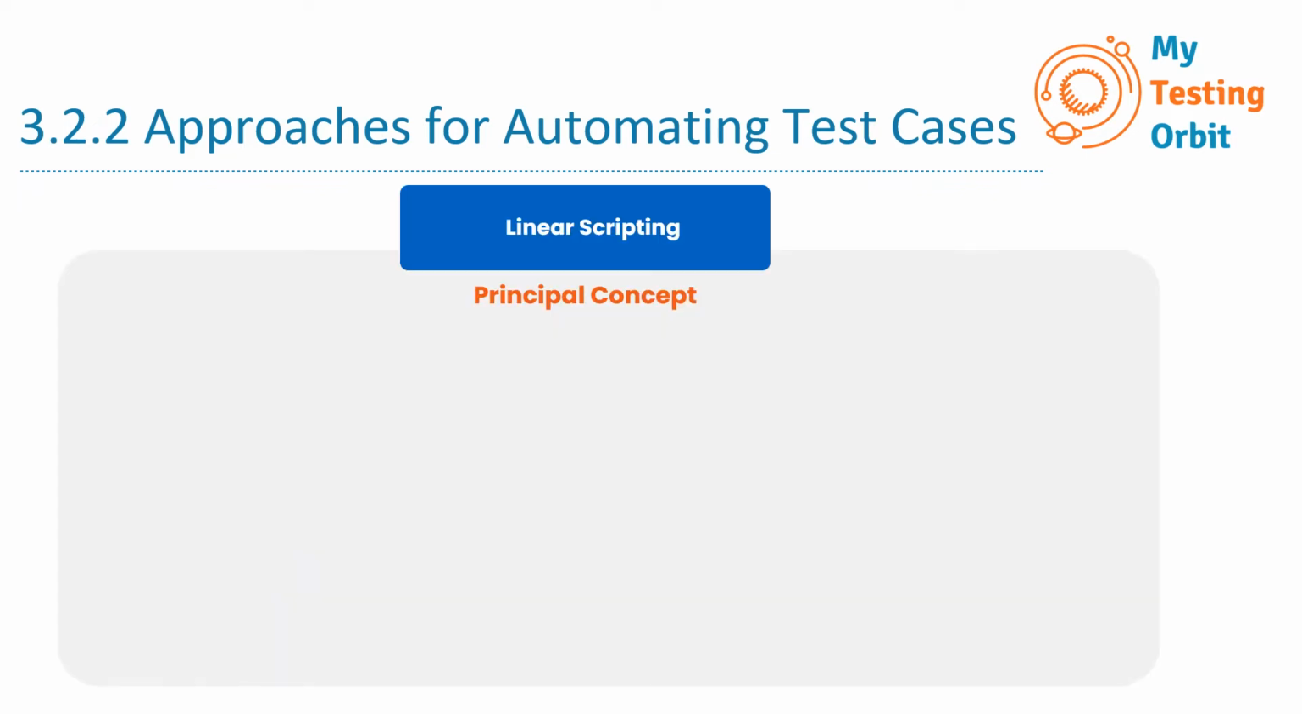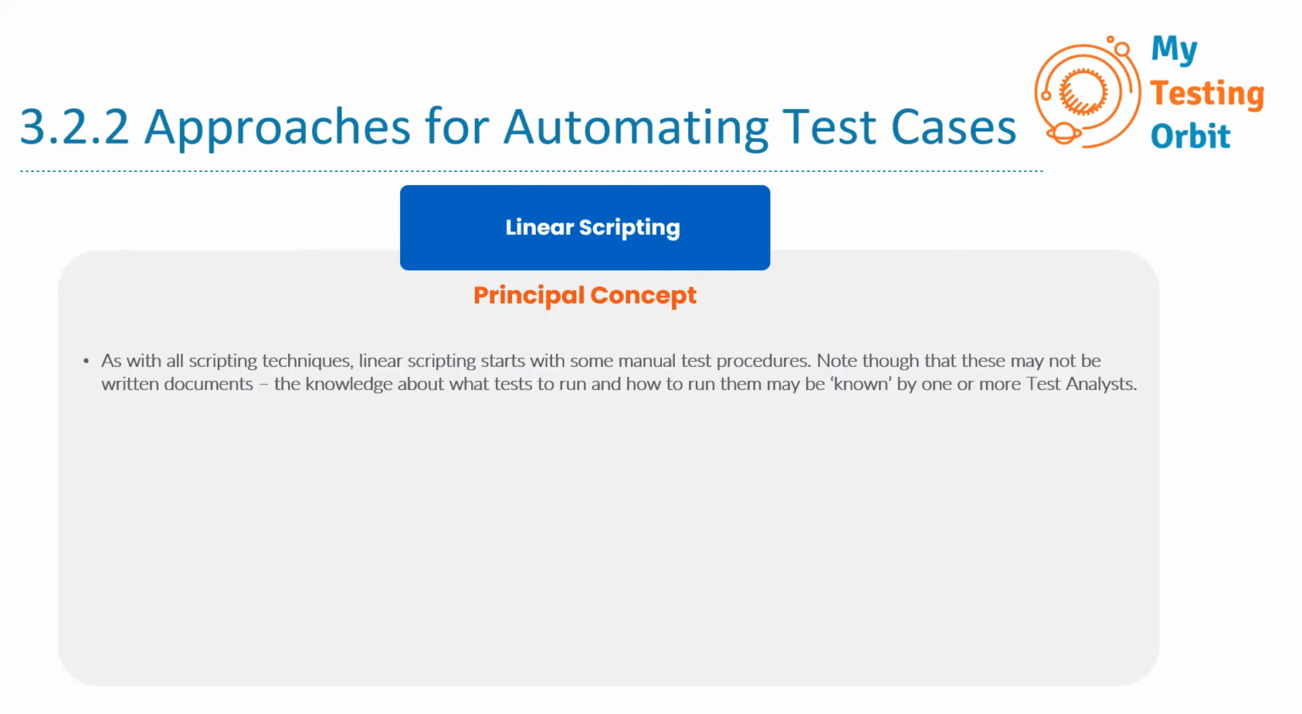Okay, now let's see the next one, linear scripting. As I said earlier, linear scripting is quite similar to record playback, and sometimes when we talk about any record playback tool, it refers to linear scripting as well. So linear scripting can be seen as an evolved capture playback approach, and let's see how it is different.